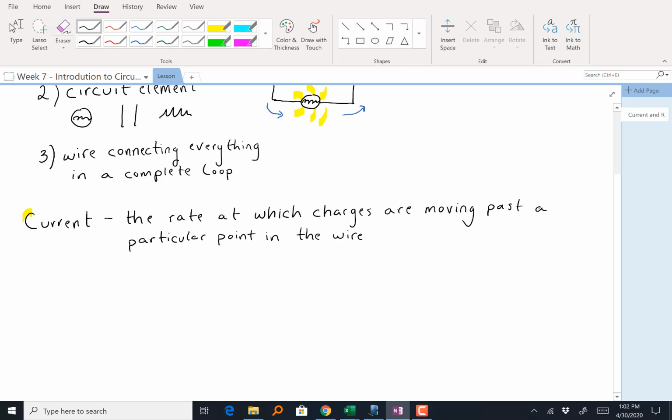Alright, so if I want to write down the equation for this, if it's a rate, that means that it's how is it changing with respect to time. So my equation for current is going to be the change in charge, right? The amount of charge that's going past this particular point in a particular amount of time.